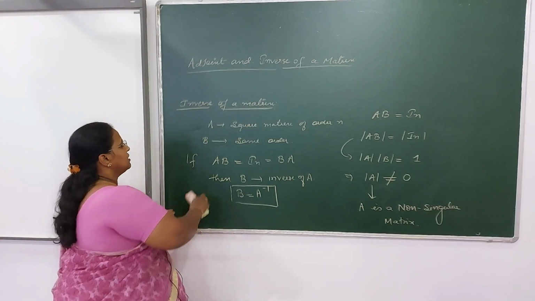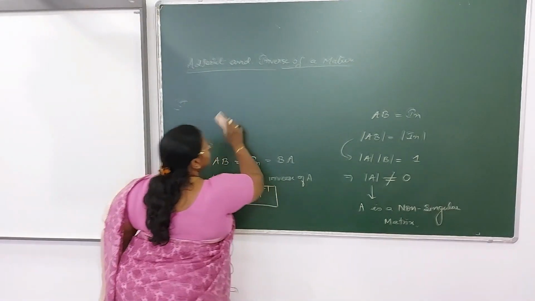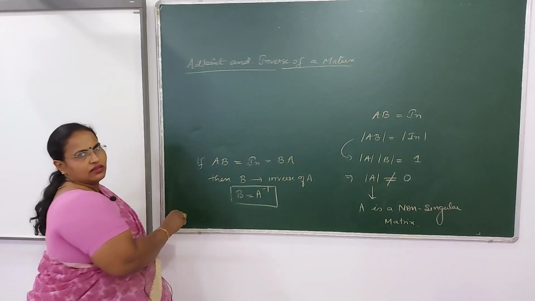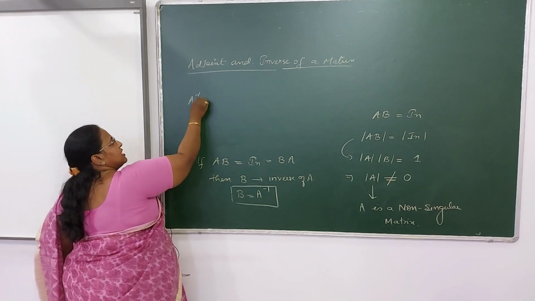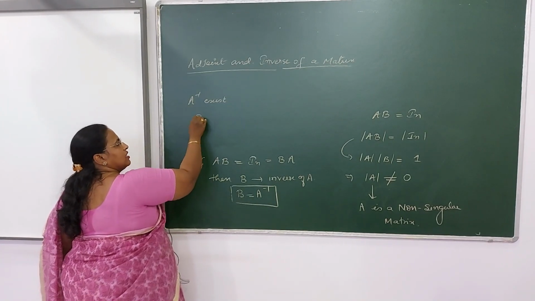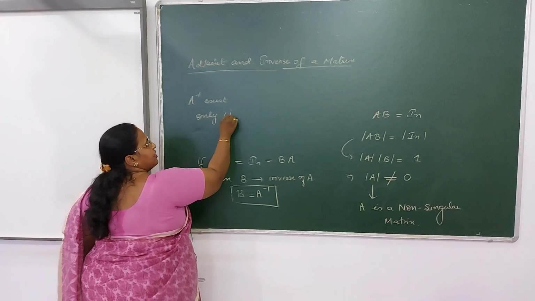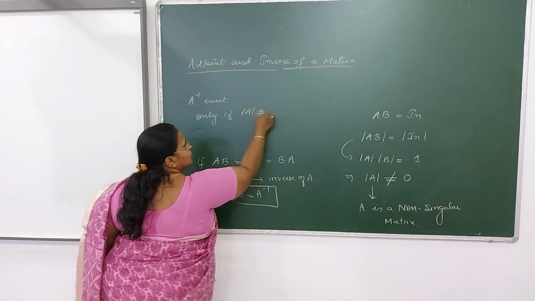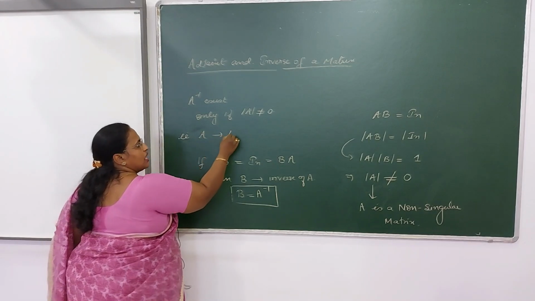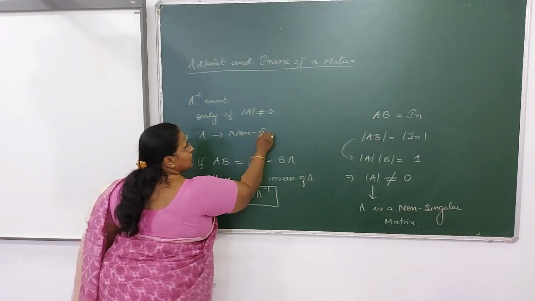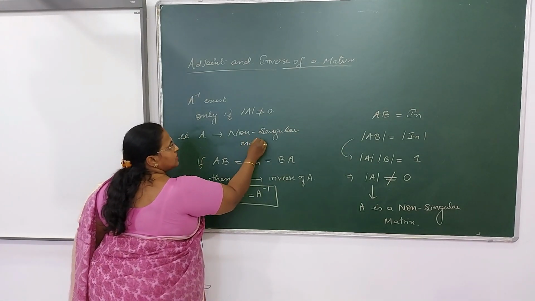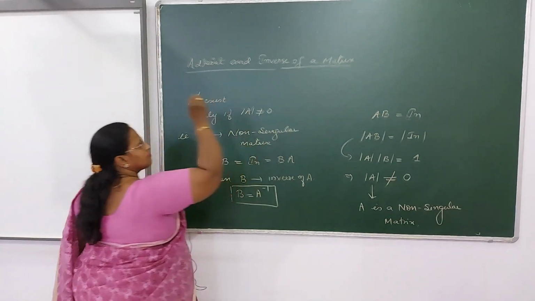This means the inverse of a matrix exists only when A inverse exists only if the determinant of A is not equal to 0. That means A should be a non-singular matrix. It should be a non-singular matrix.